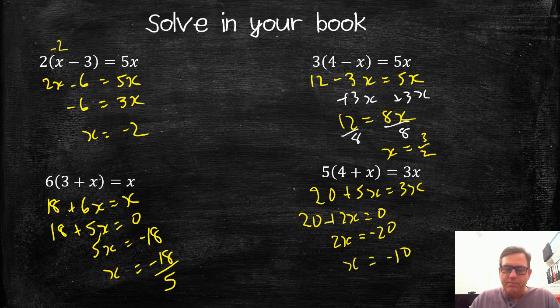If we check it, 4 plus minus 10 is minus 6, times 5 is minus 30, and 3 times minus 10 is minus 30. We've done it. It works.